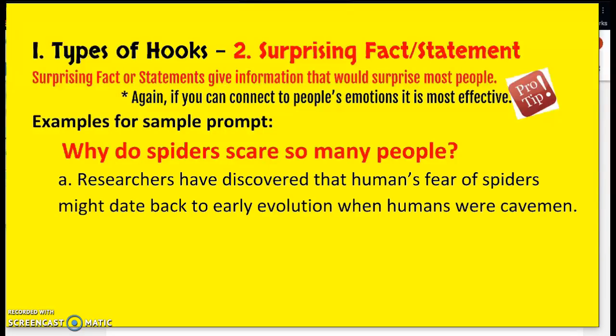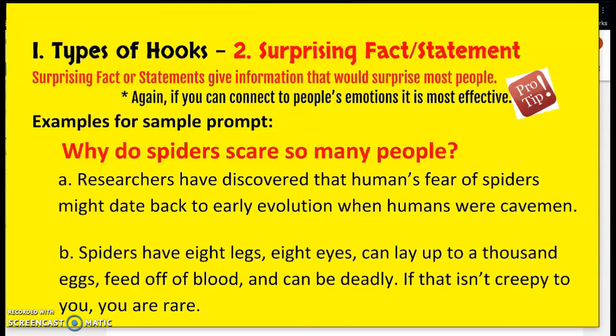A. One fact that might surprise some people is that researchers have discovered that humans' fears of spiders might date back to early evolution when humans were cavemen. This might not be surprising, but it might get to some people's emotions. B. Spiders have 8 legs, 8 eyes, can lay up to 1,000 eggs, feed off of blood, and can be deadly. If that isn't creepy to you, you are rare.